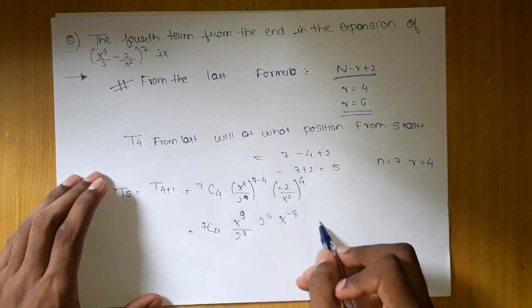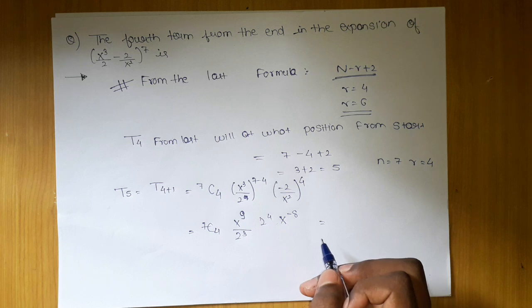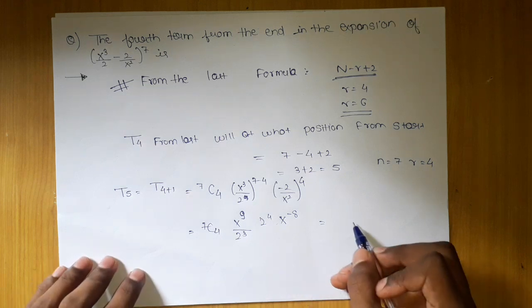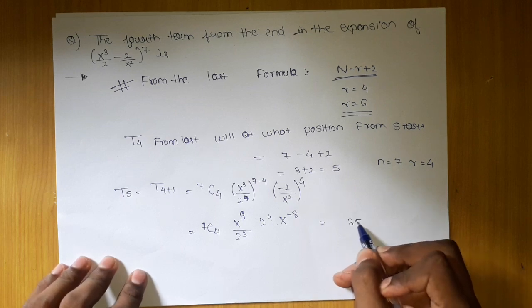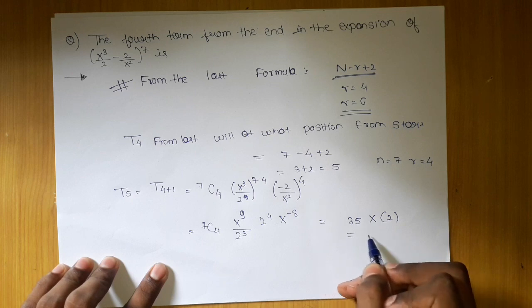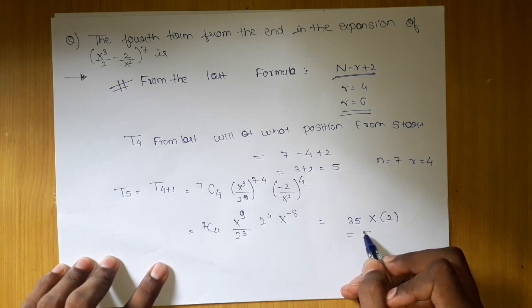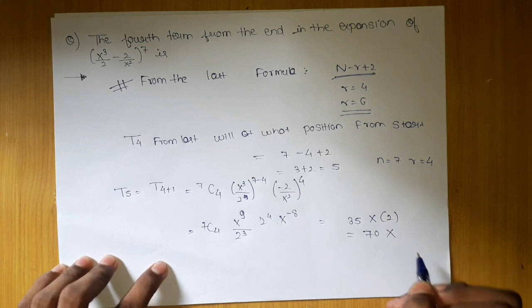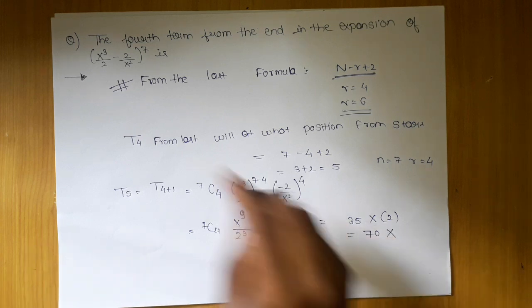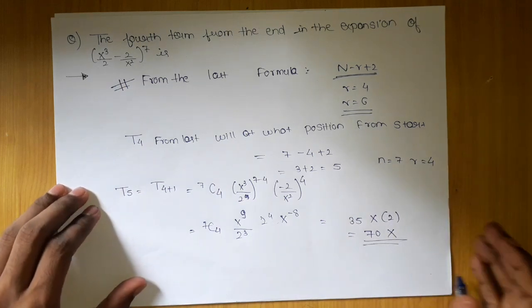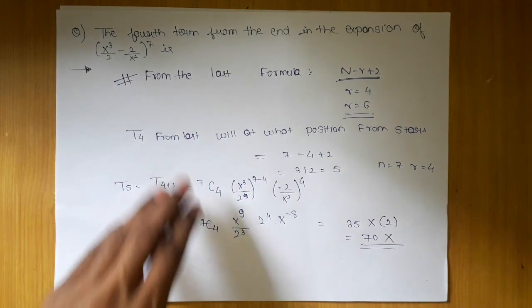So only x will be left, and 7C4 if you calculate is nothing but 35. So 35, and here x will be left and 2 will be left, and 35 into 2 is nothing but 70. So this is nothing but 70x. This is our fourth term from the end of the expansion. This is the general type of problem they ask, from the start and the back of the expansion. Okay, now let's move on to the next question.